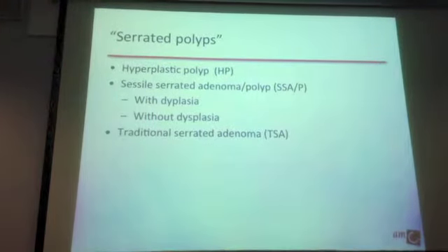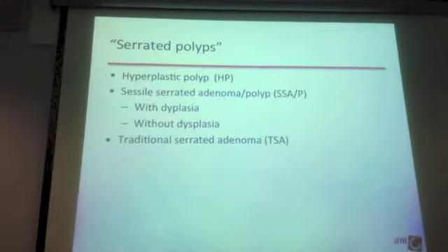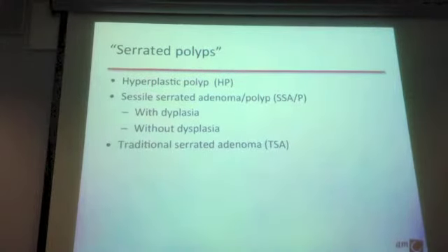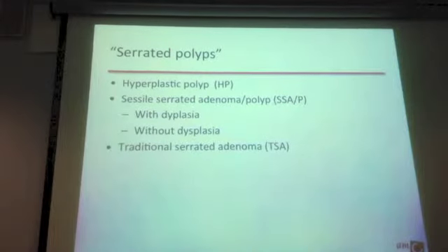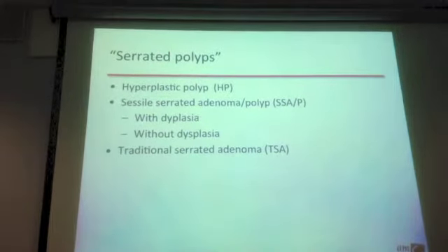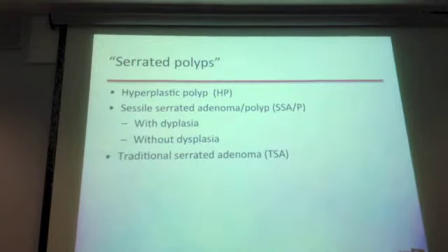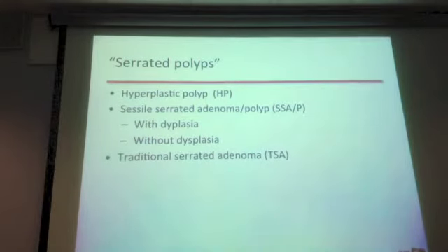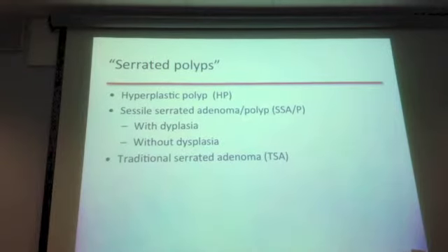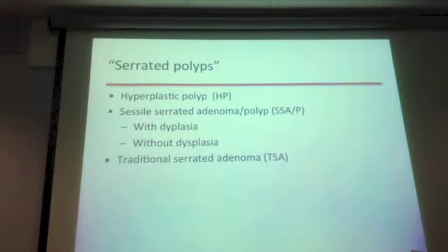these definitions. And within the group of sessile serrated adenoma/polyp, it is even more difficult because there are polyps with dysplasia and without dysplasia. So the group is called serrated polyps, but the special type is called sessile serrated adenoma/polyp. I can't do anything about it.